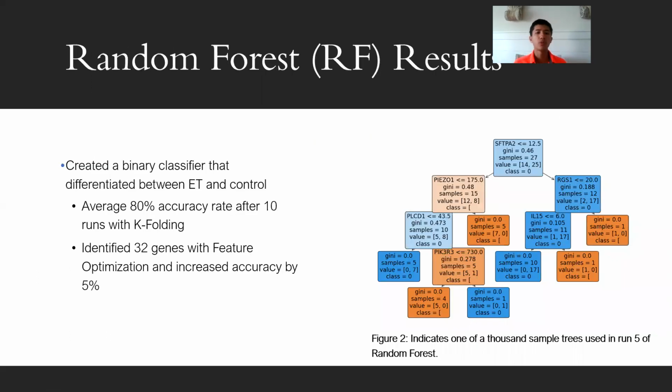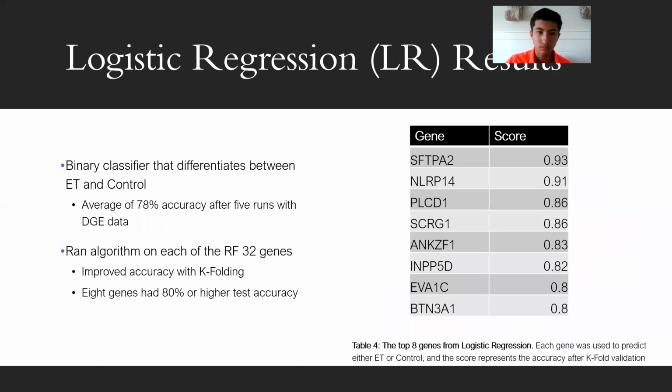I then ran random forest, which is a binary classifier that differentiates between ET and control by generating thousands of decision trees and taking the majority. On the right here is a sample of one of the decision trees used for my first run with random forest, where I averaged 80% accuracy after inputting 86 genes, the same 86 genes from differential gene expression. I then narrowed those 86 genes down to 32 genes using feature optimization, and I increased the accuracy of my model by 5%, up to 85%.